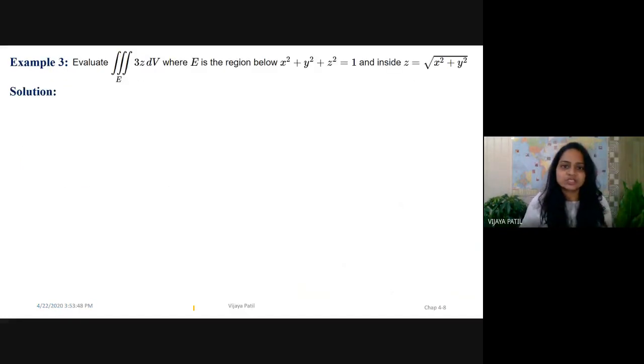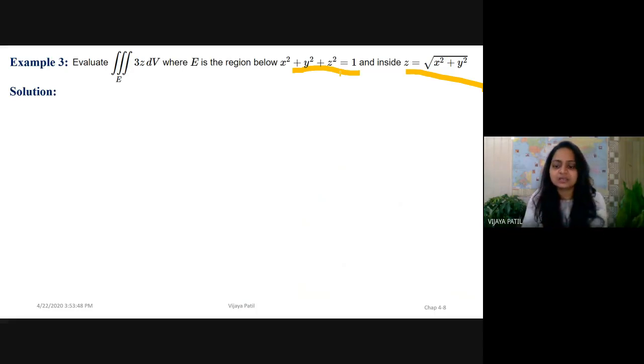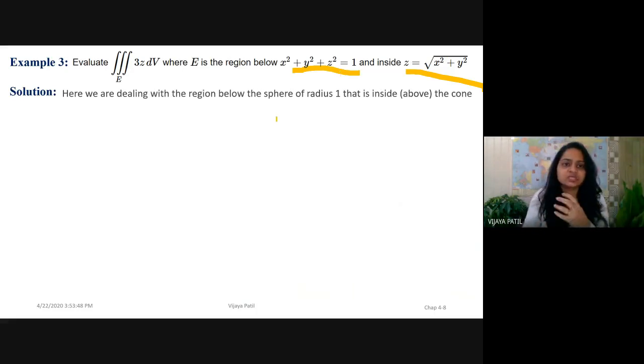This is the next question. This question is like this: x square plus y square plus z square is 1, and this is inside. So if you'll observe example number 1, where we have done something like this, the circle and the cone. Here we are dealing with the region below the sphere of radius 1 unit, and inside the cone.